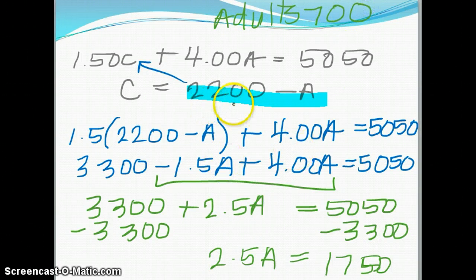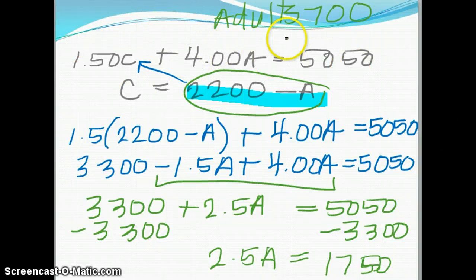Well, if we know that there are 700 adults, we could do 220 minus 700. I'm sorry, 2,200 minus 700 to get 1,500 children. And that would be how we'd solve our problem. So yes, it took a lot of work. There was a lot of steps involved.